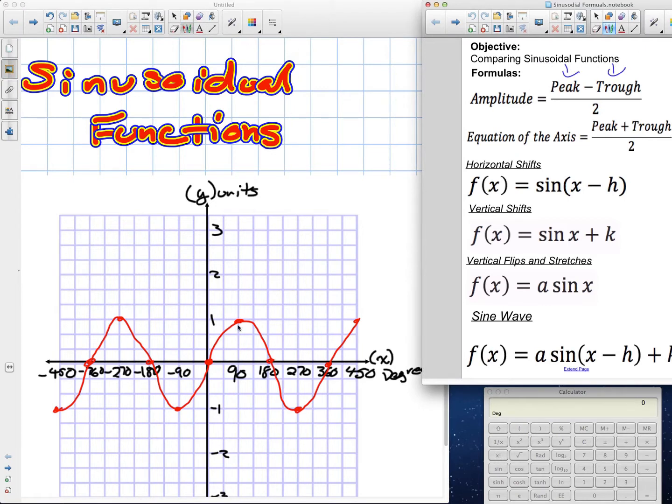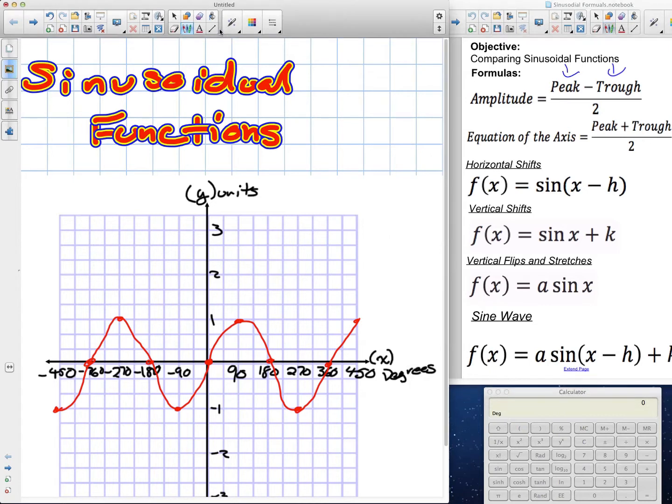So I'm going to actually put some lines on this graph here, just so we can get an idea. So these points that hit 1 are all considered a peak. And all of the points at -1 are considered the trough, which are the highest and lowest points. Okay. Now, in these types of questions, they may ask you for the amplitude of something. The amplitude is how far away something moves from the equation of the axis. Equation of the axis can also be found using peak and trough.